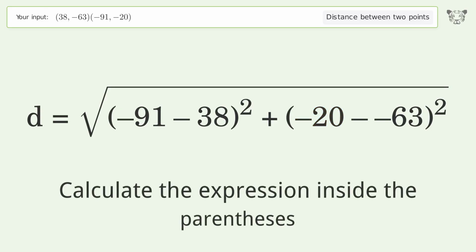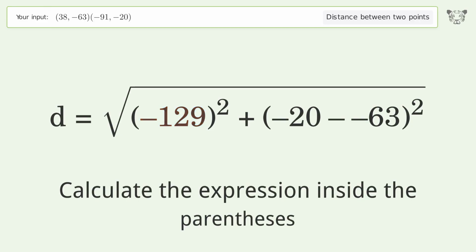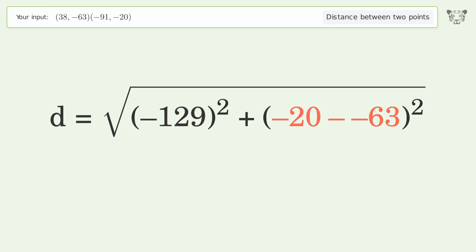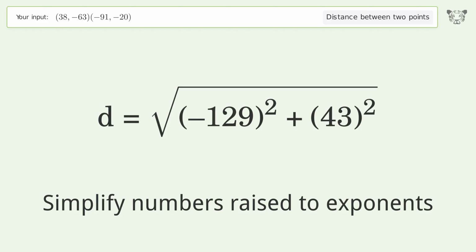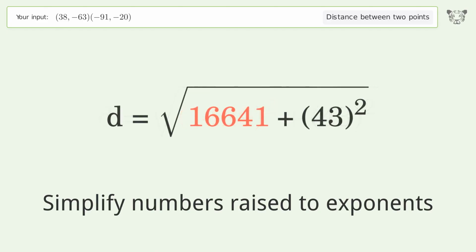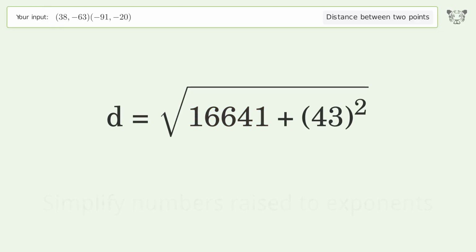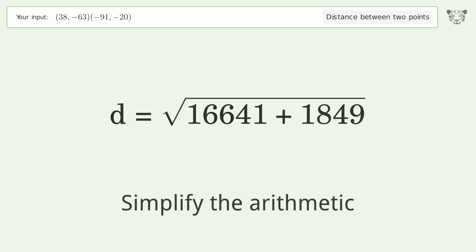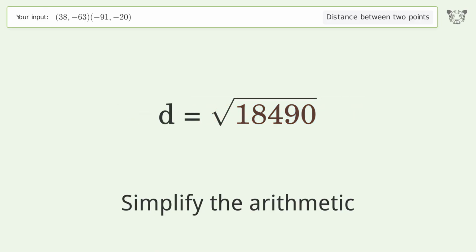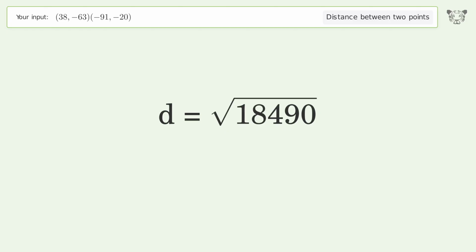Calculate the expression inside the parentheses. Simplify numbers raised to exponents. Simplify the arithmetic. And so the distance between the 2 points is the square root of 18,490, or 135.978.